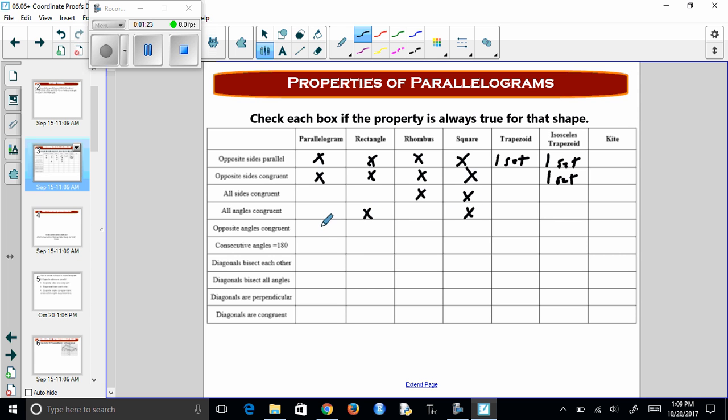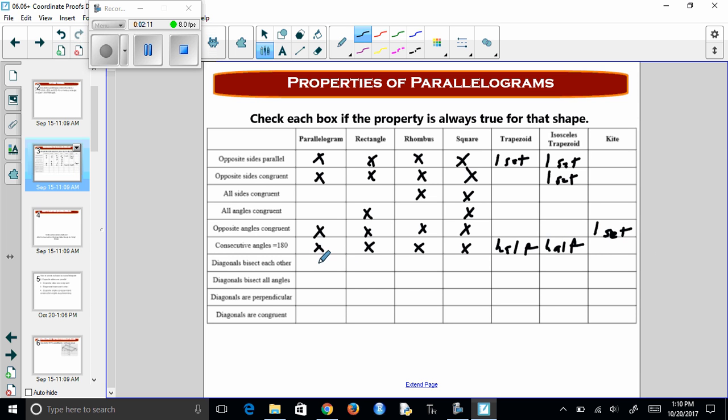The opposite angles congruent. Well, a parallelogram, and those are all parallelograms, so we can check that. Not the trapezoid or isosceles. In a kite, we have one set. Consecutive angles add up to 180. That's true here, here, here, here. Now for trapezoid, it works for everything except for the base angles, and that's the thing here. So yes, but just for half. So I'll just write half. And that's not true for the kite.